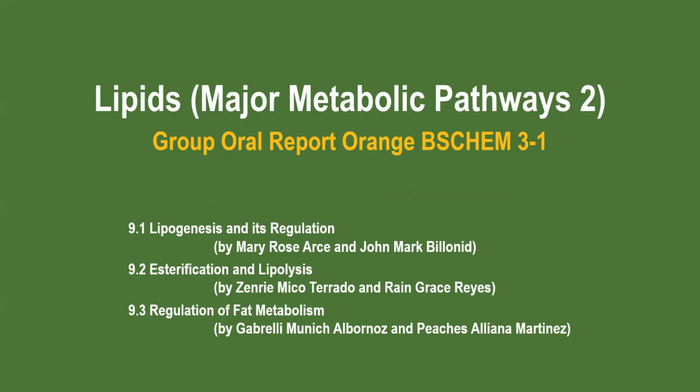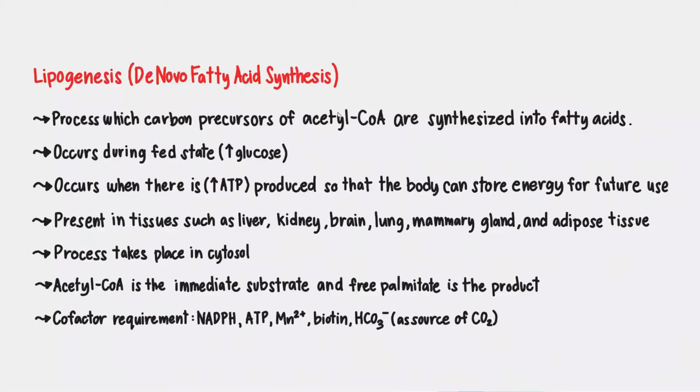So to give you an introduction to lipogenesis, we have Miss Mary Rose Arce. So thank you. Lipogenesis is a process at which carbon precursors of acetyl-CoA are synthesized into fatty acids. So what are those precursors? This includes glucose. Thus, lipogenesis occurs during the fed state, since we know that during the well-fed state, there is a high amount of glucose being absorbed.